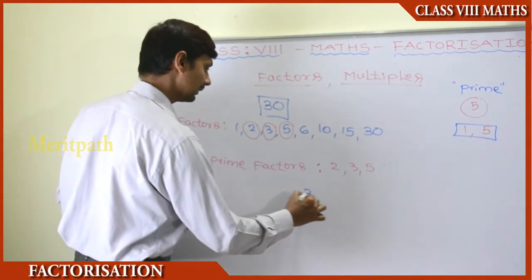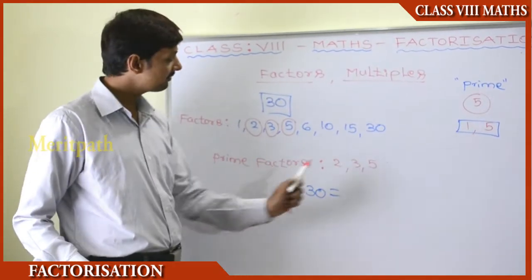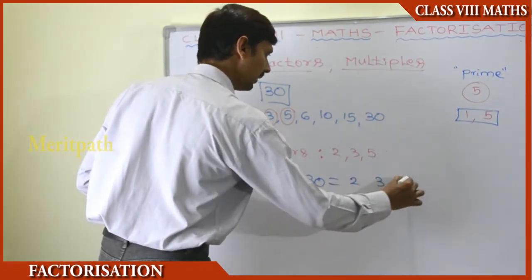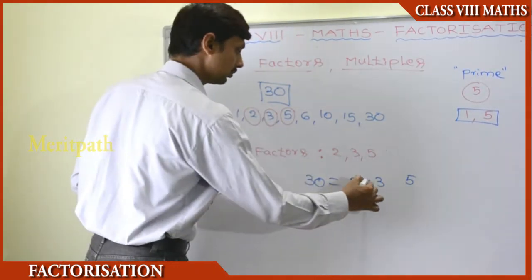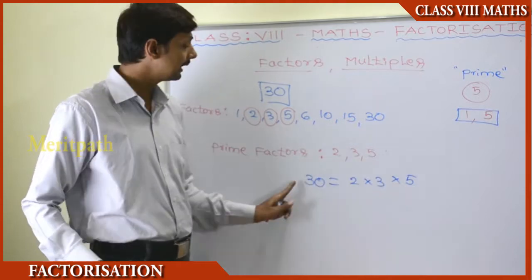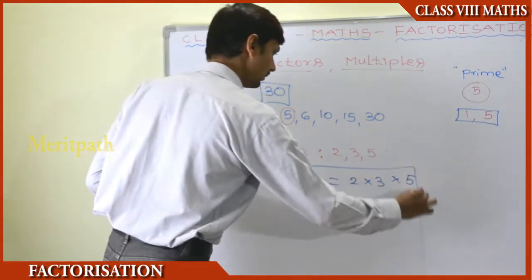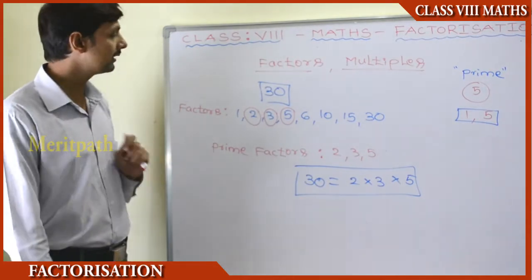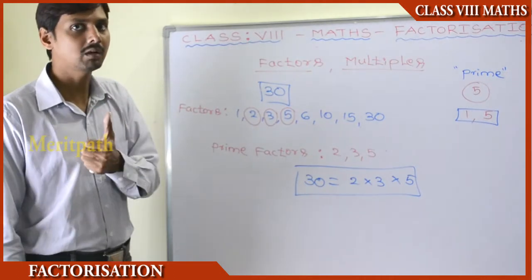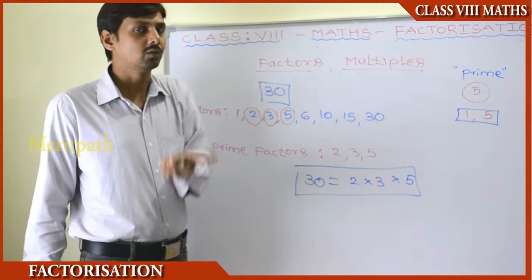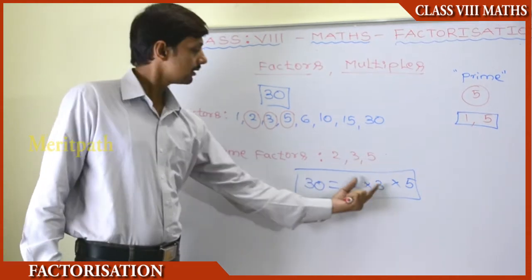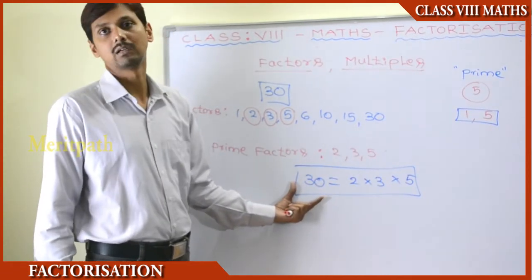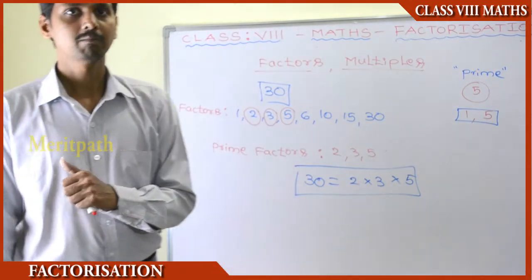We have taken 30. Let's multiply these prime factors and see whether we get 30 or not. So 2, 3, 5. Let's find the product: 2 into 3 into 5. 2 threes are 6, 6 fives are 30. So we are getting 30, the product of the prime factors of this number. So what we understood is that if we take a number and find its prime factors, the product of those prime factors equals the number we have taken. So we understood the concept of prime factors.